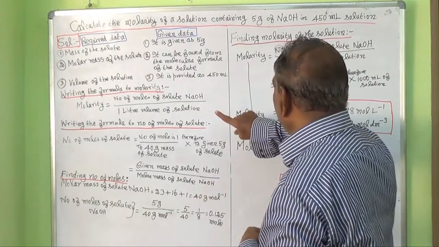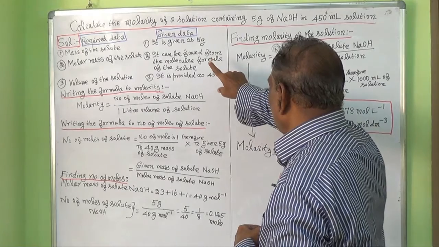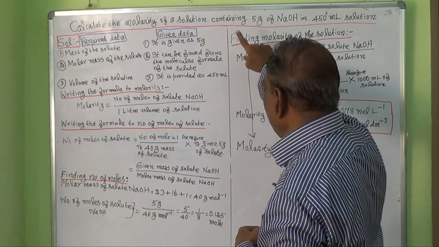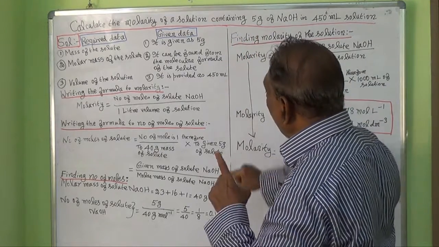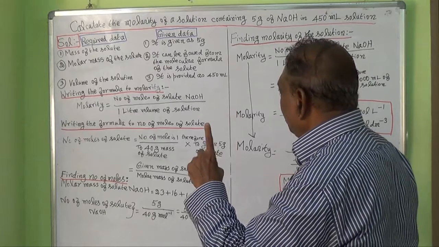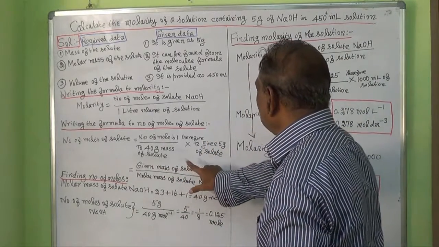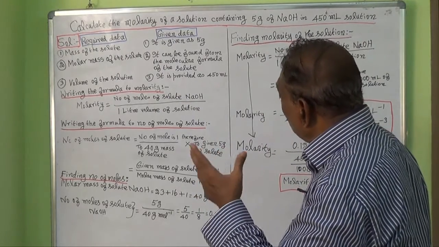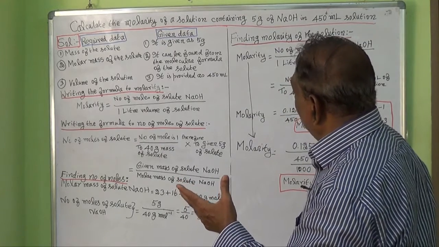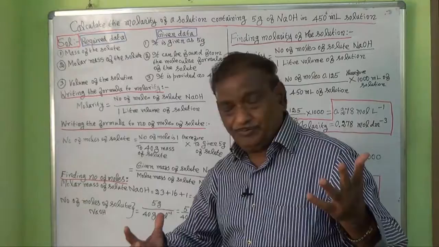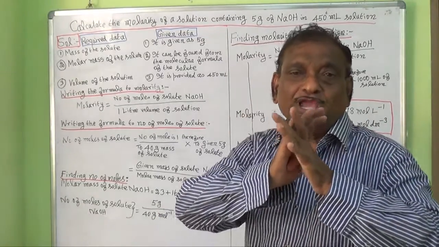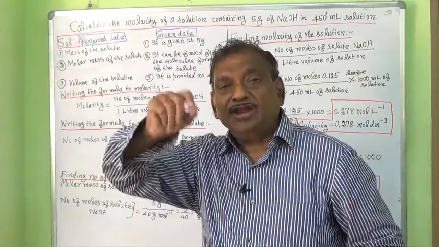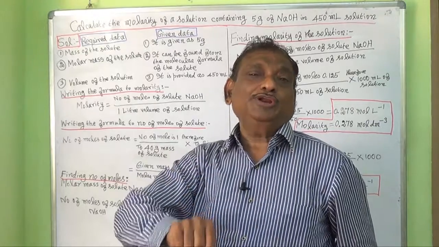In the sum, the mass of the solute sodium hydroxide dissolved in the solution is given as 5 gram. So we can substitute 5 gram in the place of given mass of solute sodium hydroxide. Then what about the molar mass of the solute sodium hydroxide? Whether it has been given in the sum? No. The molar mass of the solute sodium hydroxide is not provided in the sum, then how can we find the molar mass of the solute sodium hydroxide?